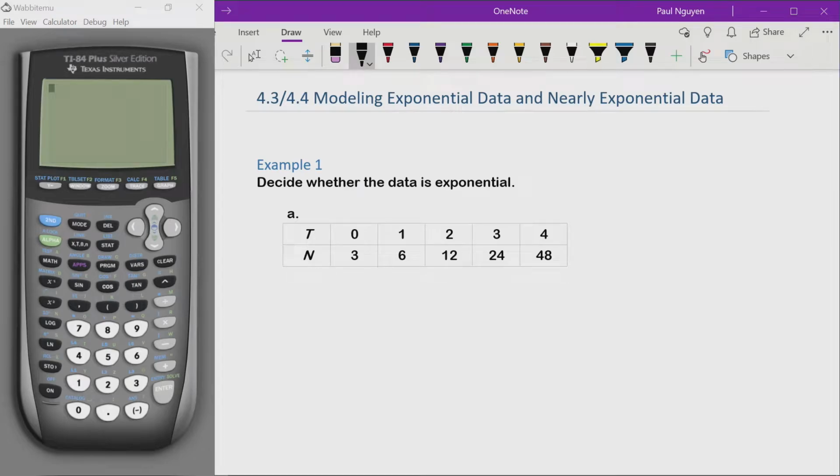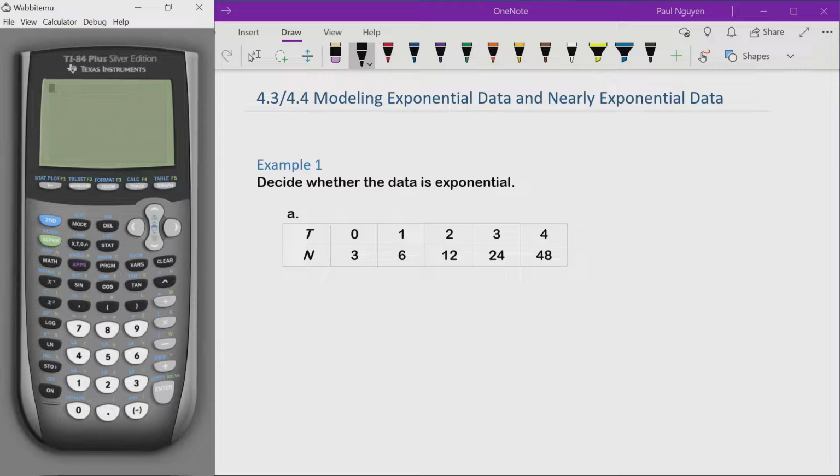Section 4.3 and 4.4. Modeling exponential data and nearly exponential data. Example 1. Let's decide whether this data is exponential. This function, n, goes up from 3 to 6, 6 to 12, 12 to 24, and 24 to 48. So this function is increasing.